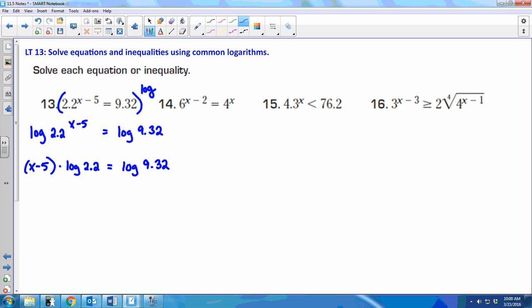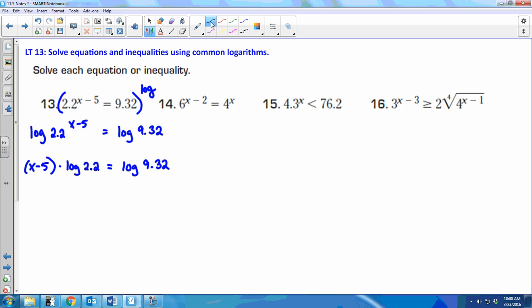People get caught up in these and get confused because they think that the log of something is some unknown magical something. But it's just a number. It's just some decimal. I can type log of 2.2 in the calculator and I get a decimal, and I can type log of 9.32 in the calculator and get a decimal. So they're just numbers.